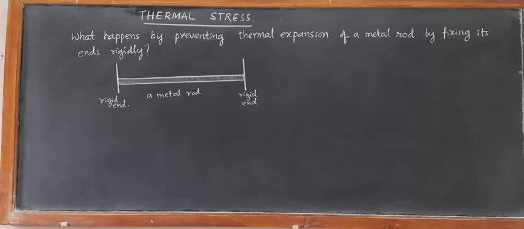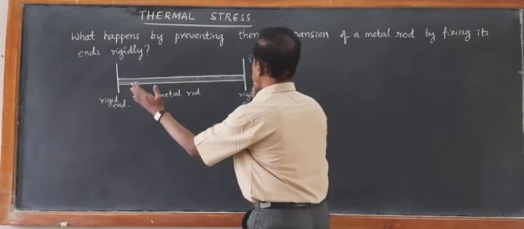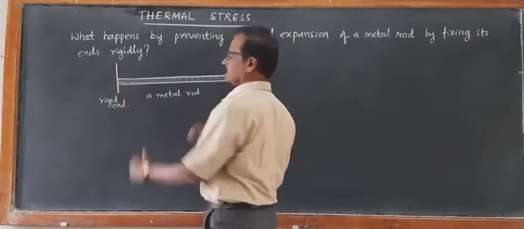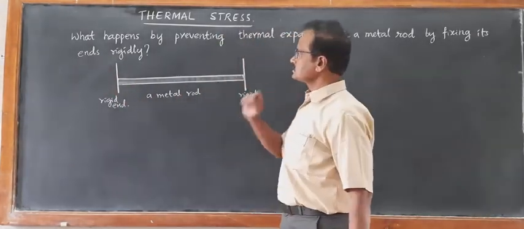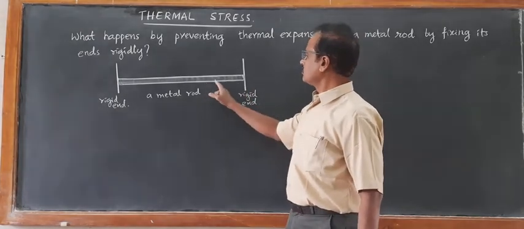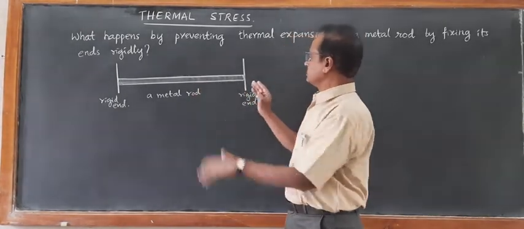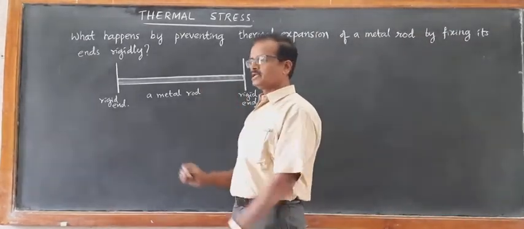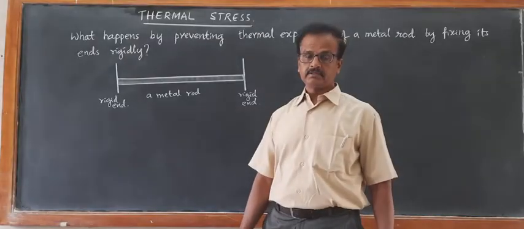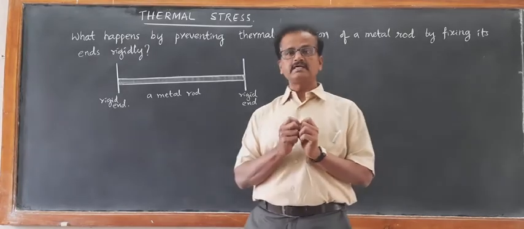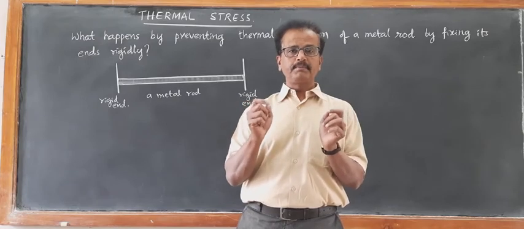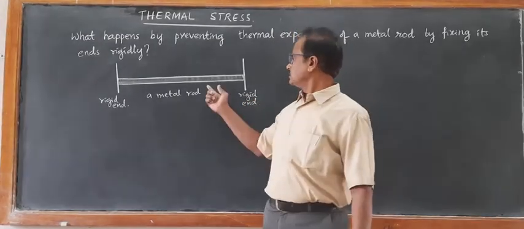If these rails are not provided any gap, if the ends are fixed rigidly and they are closely connected, then what happens? So this is what we are discussing. If the metal rod is not allowed to expand, being closed by fixing its ends rigidly, then what happens? Due to the heating effect, the metal rod tends to expand on either side. There should be a gap provided, or else it tends to expand.